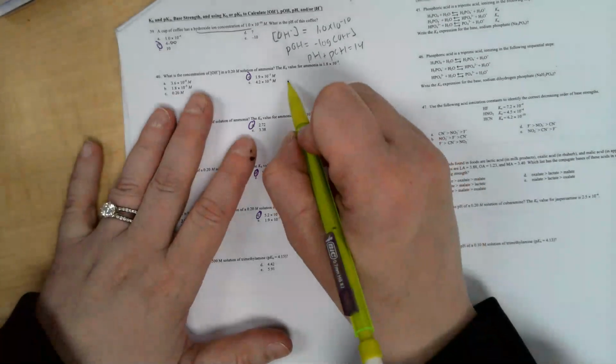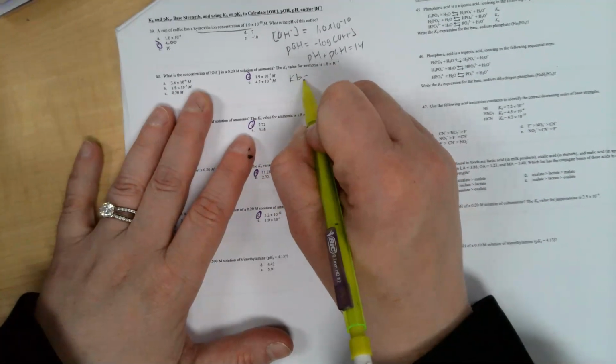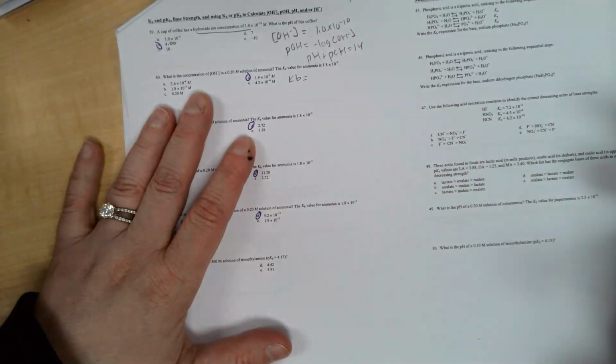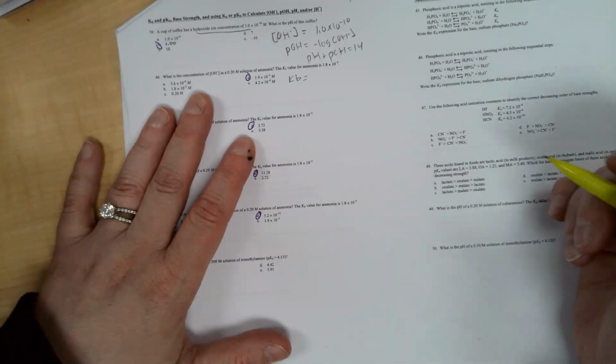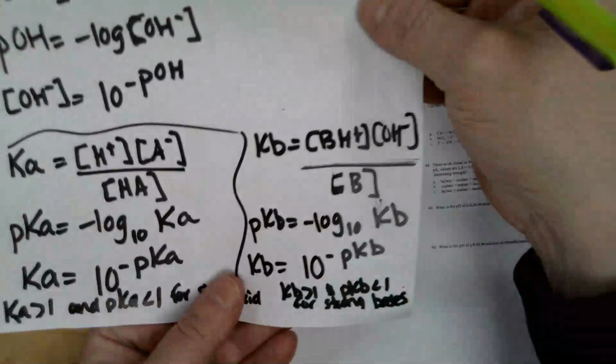Number 40, what is the concentration of hydroxide in a 0.2 molar solution of ammonia? The Kb value is given. Well, this is one where you're going to use the Kb, and we already know what that formula is, right? It's the products over reactants. We've done this a million times. Here it is right here.